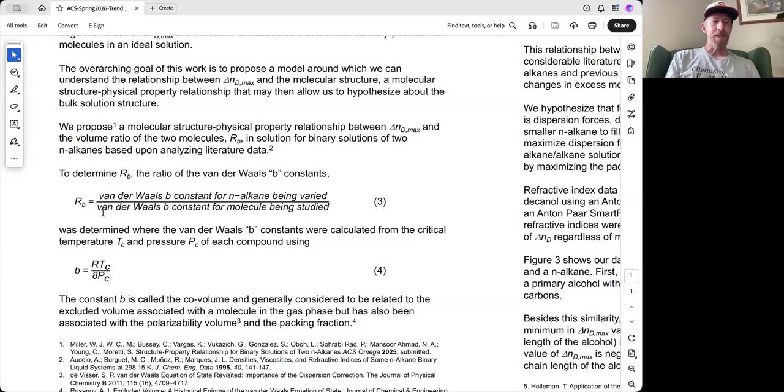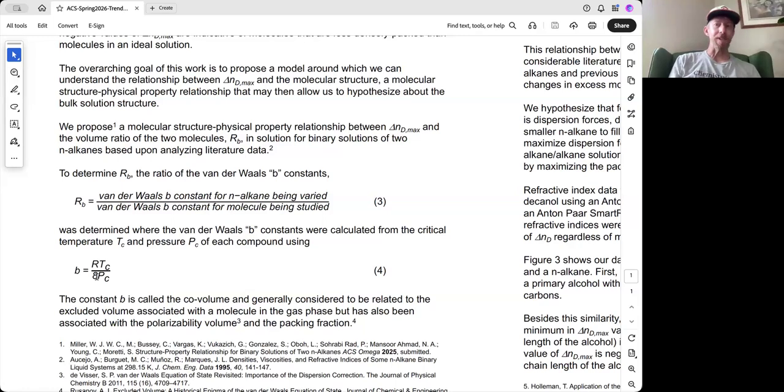It is the van der Waals B constant for the N-alkane being varied versus the van der Waals B constant for the molecule being studied. And I have a whole separate video on why B is a volume called the co-volume. One of the things you might get asked about this poster is why B? Why that volume? There are a number of different volumes you could use.